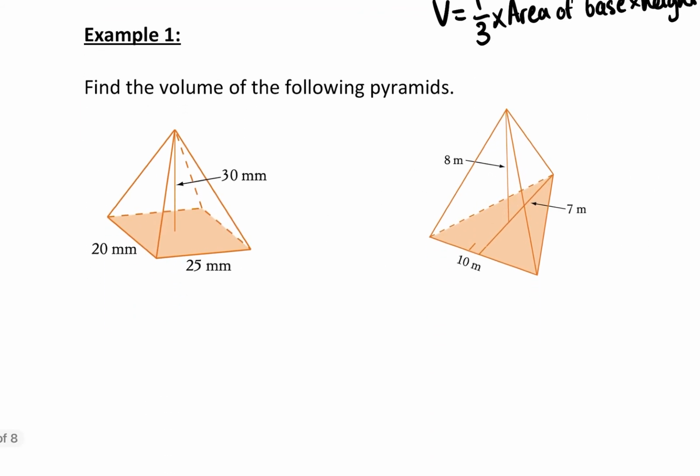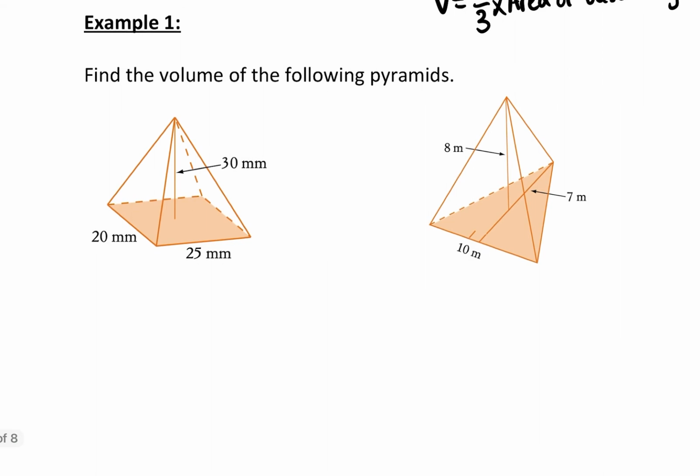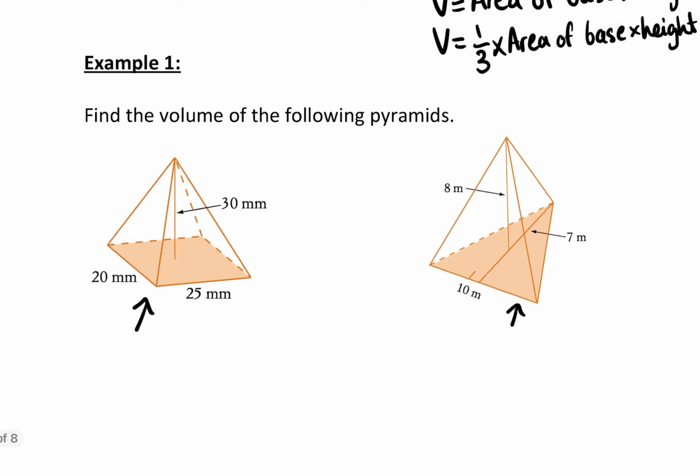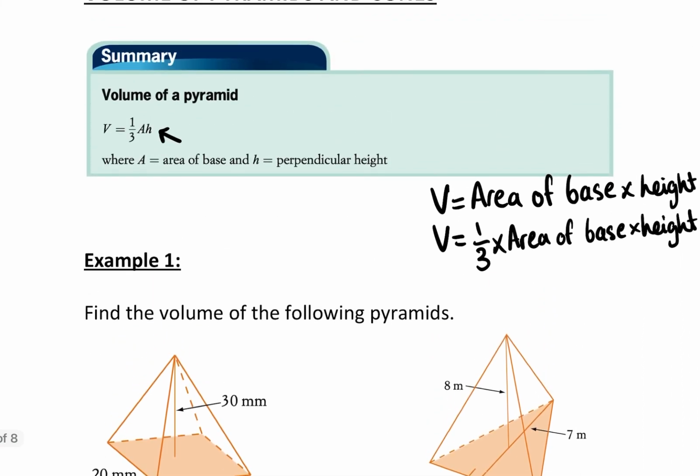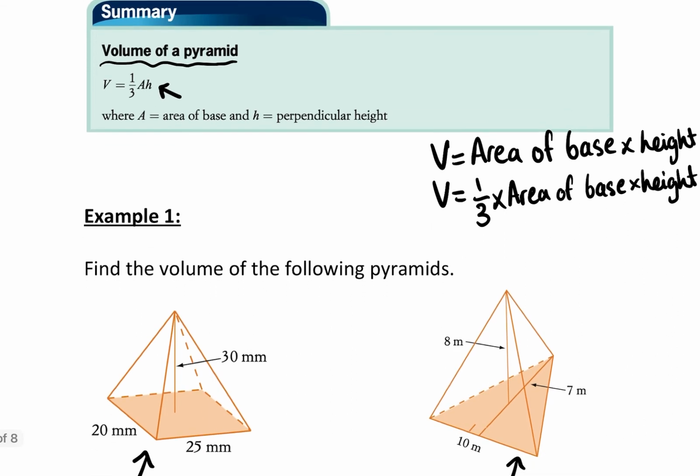So example 1, find the volume of the following pyramids. And you can see that these are different pyramids too. This first one is a rectangular pyramid because it's got a rectangle as its base. And this one over here is our triangular pyramid because it has a triangle as its base. But it doesn't matter what type of pyramid it is. This formula for volume of a pyramid doesn't specify what type of pyramid, okay? So it works for every single type of pyramid. And that's because you're finding the area of the base, and that's going to be different depending on what type of base it has.